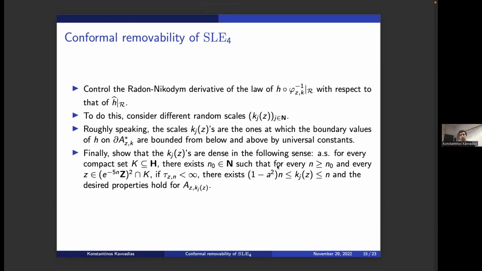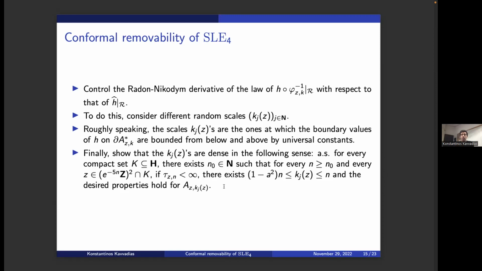Their definition is a bit more complicated, of course, because there are other factors that we need to consider. But the main idea is that these are the scales at which the boundary values are comparable. These k_j's are dense in the following sense: almost surely, if we fix any compact set, then for all n sufficiently large, if we take a very fine grid of points of K, we can find a scale which is at least (1 minus a)^2 times n and n. This also comes from the condition that we posed in the deterministic case. This, I guess, comes from a Borel-Cantelli type argument.